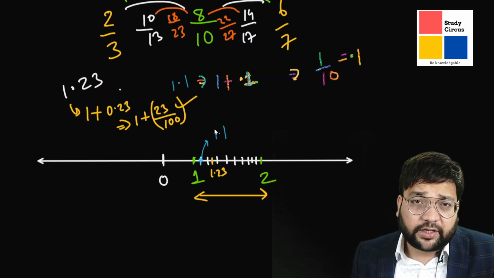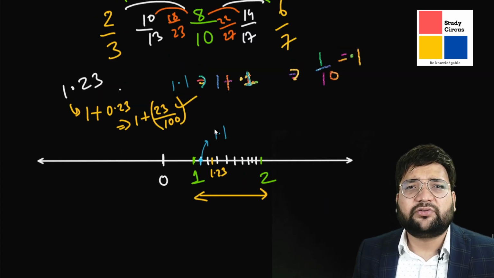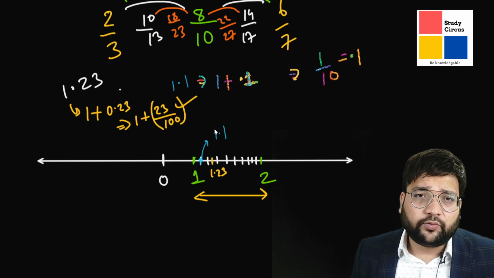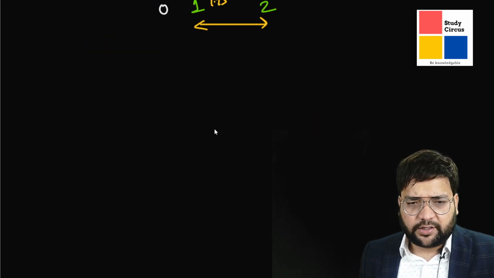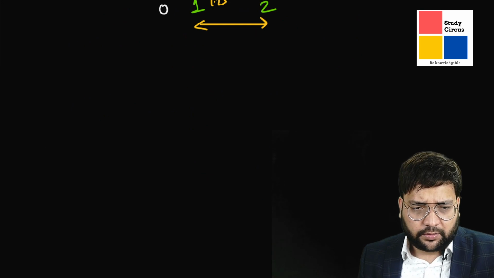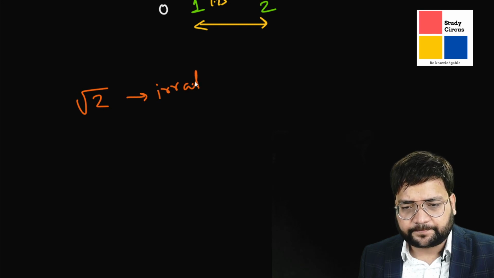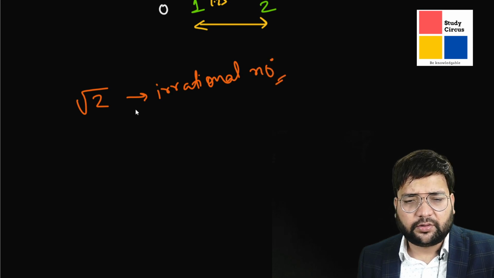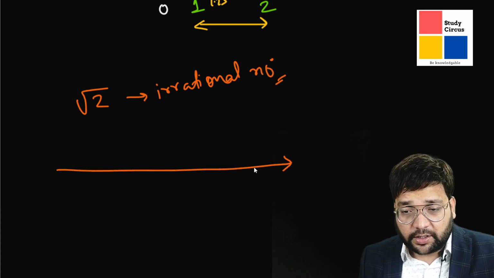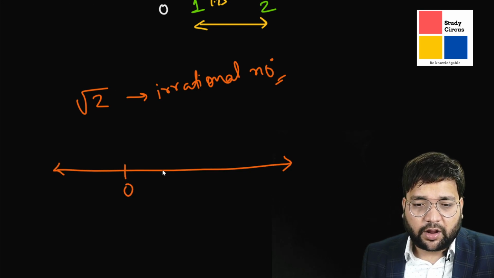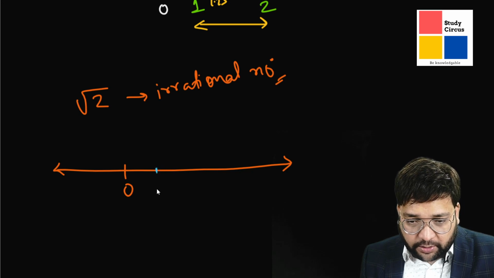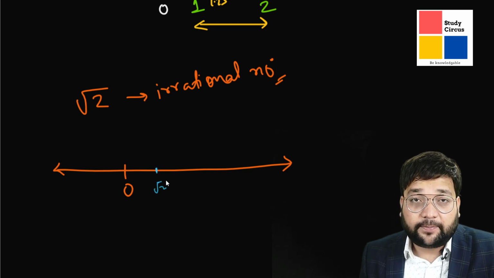But I have said that there are irrational numbers also on the number line. How to find them? If I say that square root 2 is an irrational number, this is certainly on the number line somewhere. But then how to pinpoint the point? Okay, this is root 2. How to find out that point?